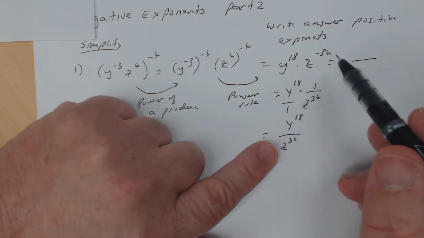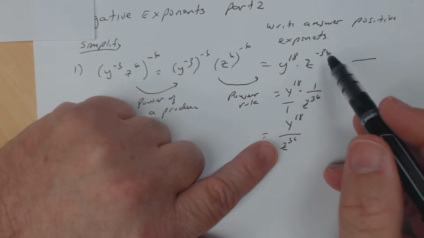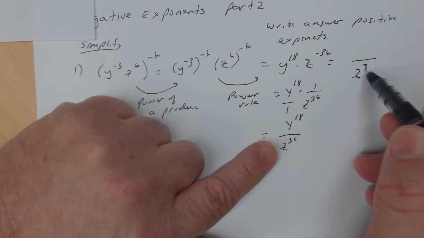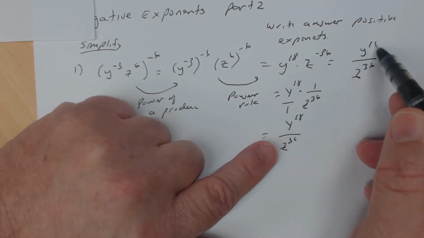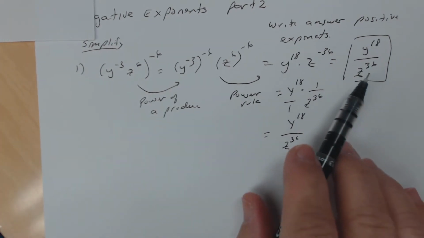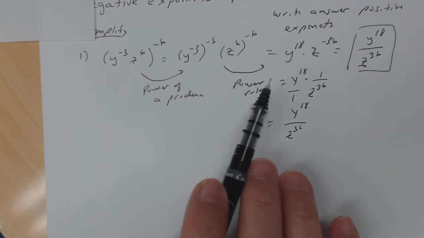Anything that's negative, you're going to move either to the numerator or the denominator. So since z to the negative 36 is in the numerator, I'm going to put it in the denominator. So that's z to the 36, and y to the 18 stays in the numerator. So there's your answer. All my exponents are positive. And again, notice the properties I use along the way.